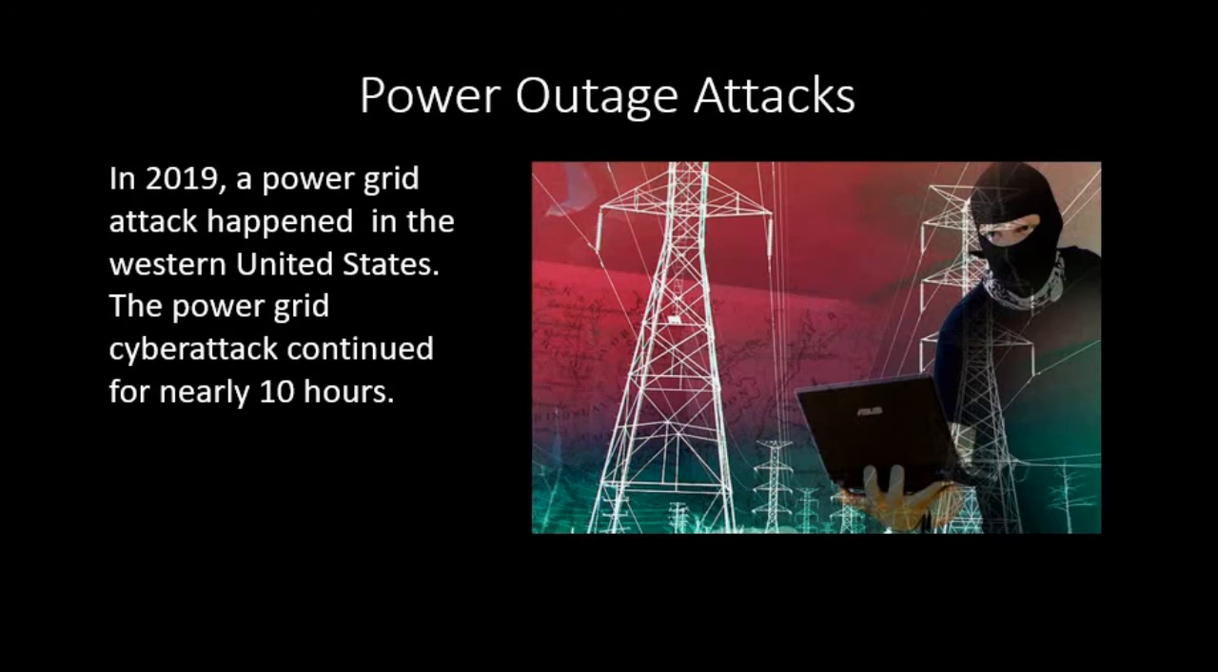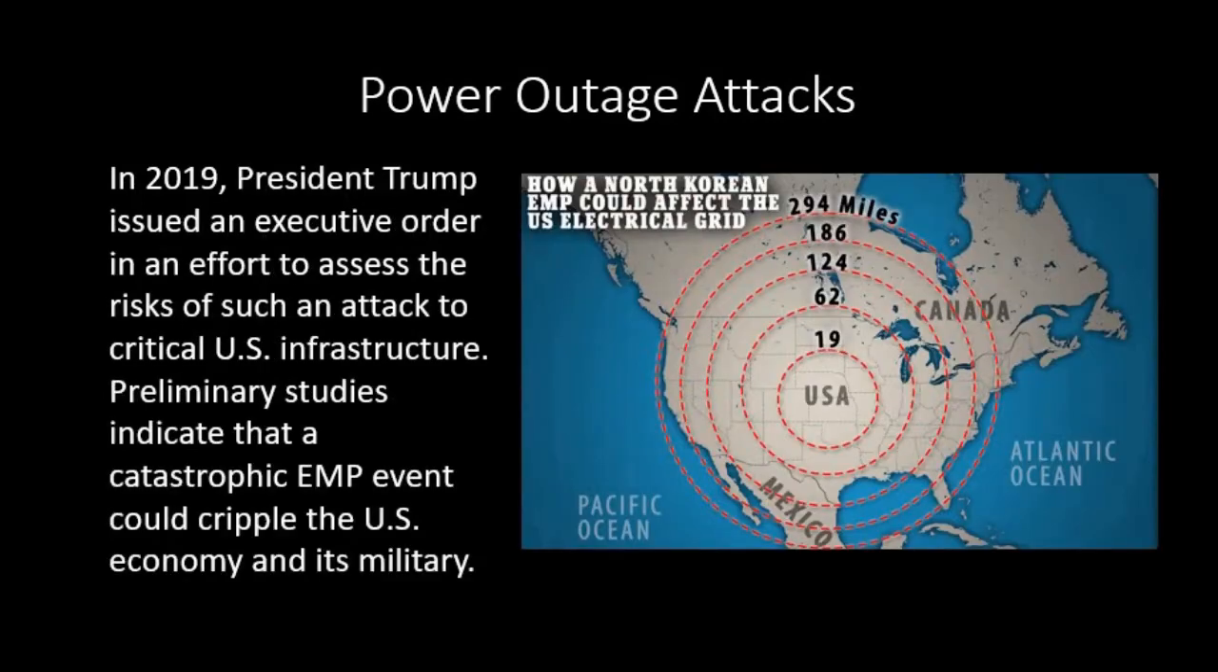2019, a power grid attack happened in the western United States. The power grid cyber attack continued for nearly 10 hours. So that's somebody taking down the grid because it can't control itself because the computer has been compromised.